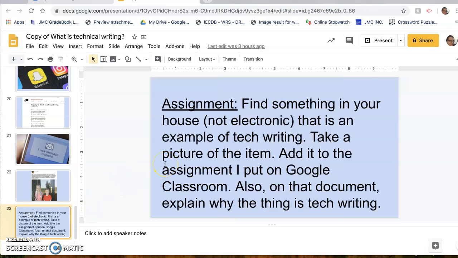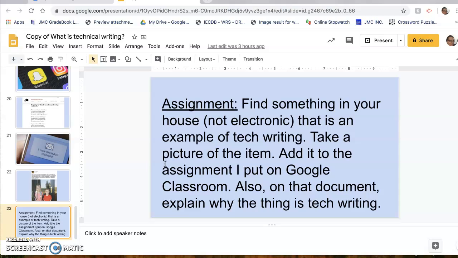So your assignment, there's a document on Google Classroom. You're going to have to list the 4 traits of technical writing. You can find those here in the slideshow. And if you need to go back, you can. Then you're going to find a piece of writing around your house, not a piece of digital writing, but something that you can actually put your hands on. You're going to take a picture of it, put it on the document, and then explain how that piece of writing fits the 4 traits.